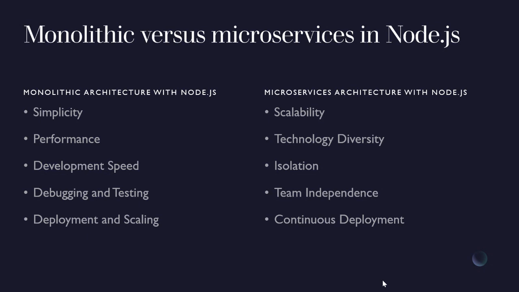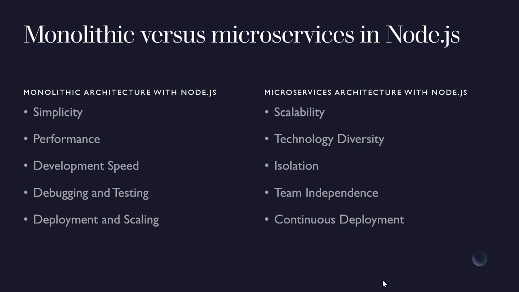Rapid development is often easier in a monolithic architecture because developers work within a single code base or single database, and it reduces the need for complex inter-service communication. Fourth point is debugging and testing. Debugging and testing can be easier in a monolithic application because the entire application runs in one process, making it simpler to trace issues and bugs.